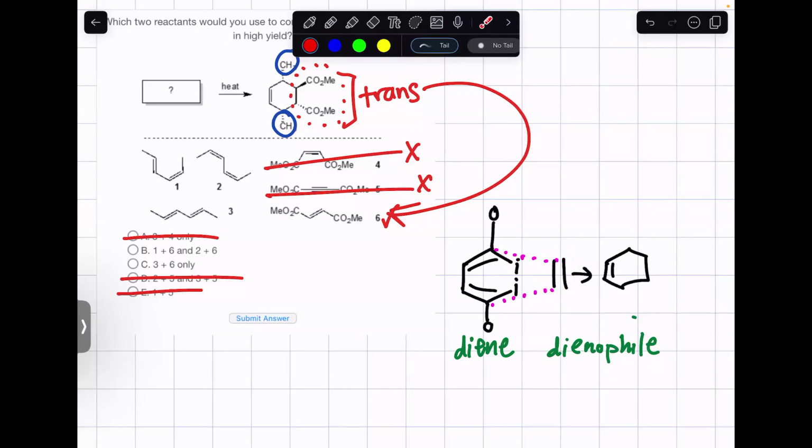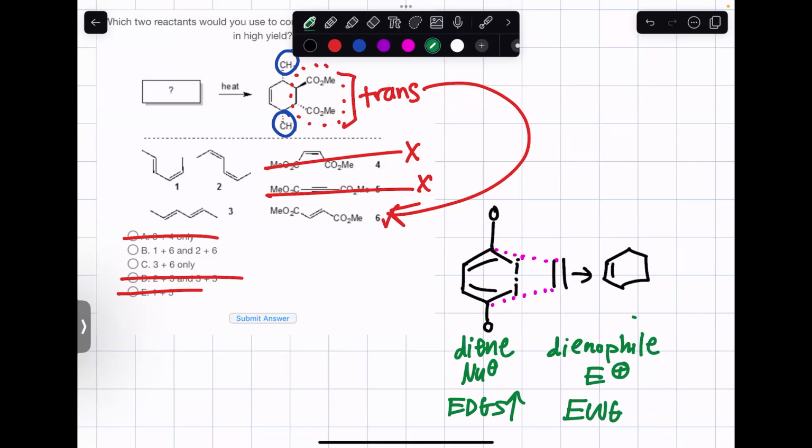EDG, is it because they're donating the electrons into the nucleophile? Yeah, EDGs for the diene, right? The diene is the nucleophile, so we want EDGs attached to the diene to increase the reaction rate. But for the dienophile, since we said that was the electrophile, we want EWGs on the dienophile to increase the reaction rate, right? Because EDGs donate electrons, like you said, which makes things a better nucleophile, because negative charges are better nucleophiles, right? So we want EDGs on the diene.